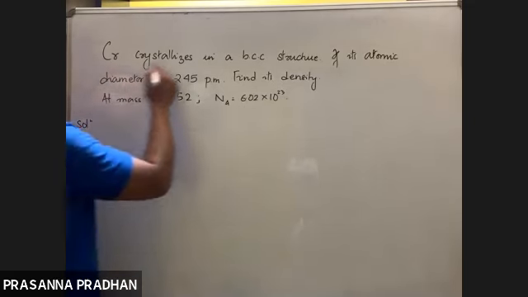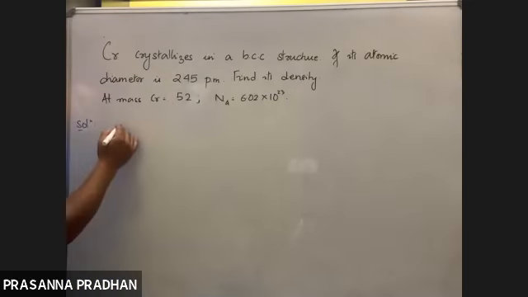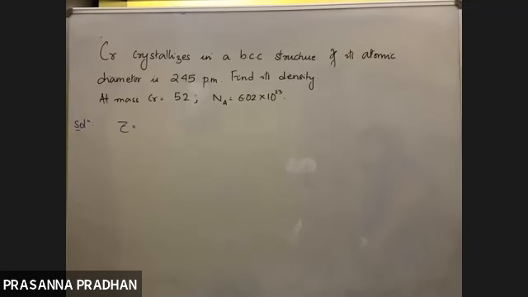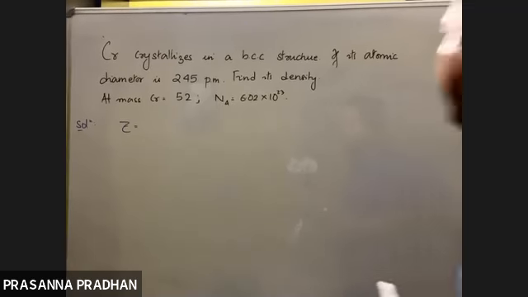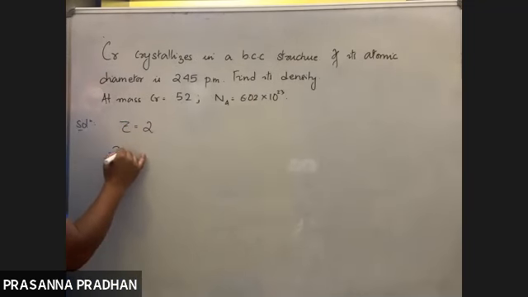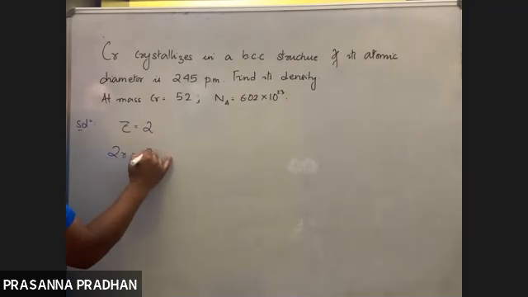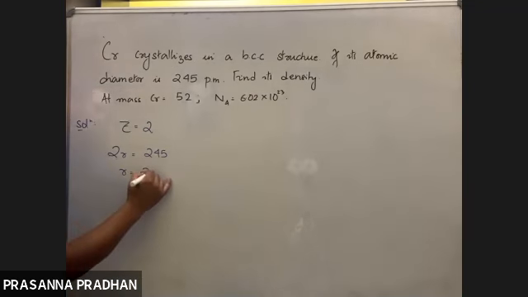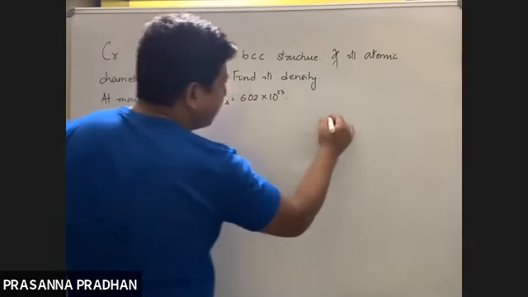Chromium crystallizes in a BCC structure. So what is the value of Z? 2. Very good, excellent. Now, diameter is twice the radius, and diameter is 245. So what will be the radius, guys? 245 by 2, so 122.5. Radius. Now I have to find the density.